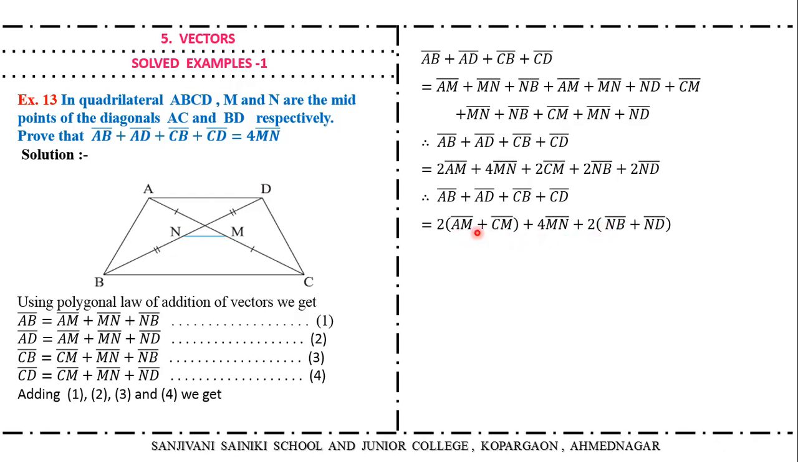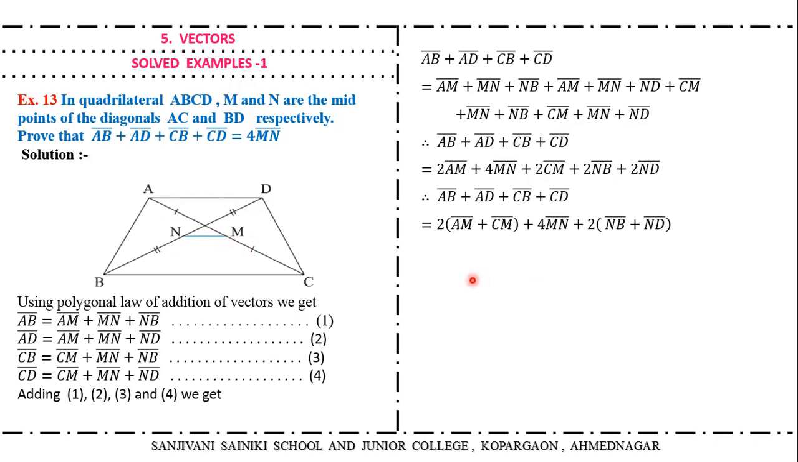Now AM bar plus CM bar. So these vectors are in opposite direction. AM bar is opposite to CM bar, but M is the midpoint of AC. So the vectors are of equal magnitude but in opposite direction.